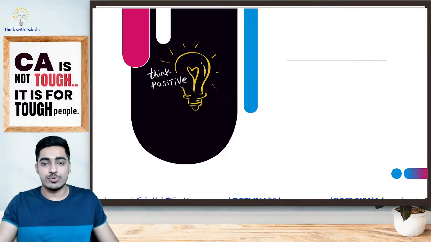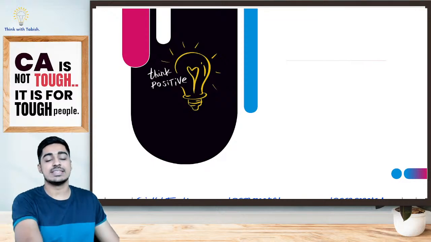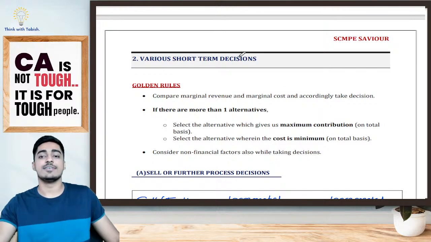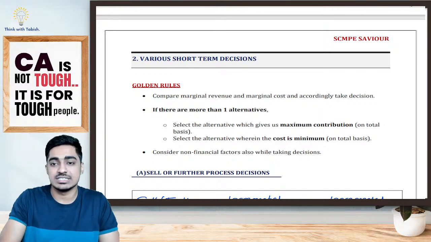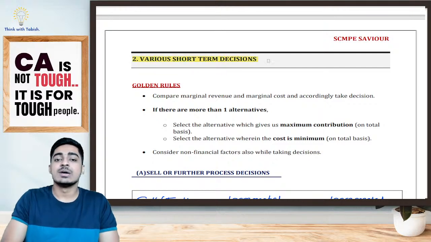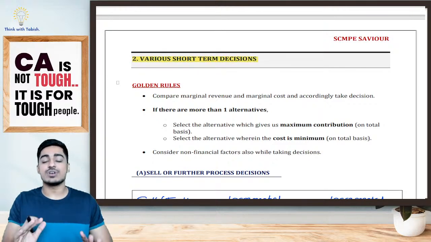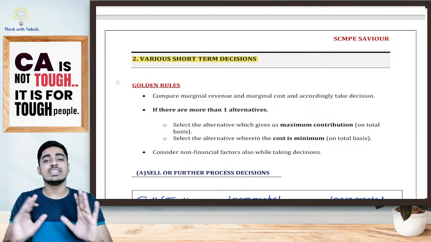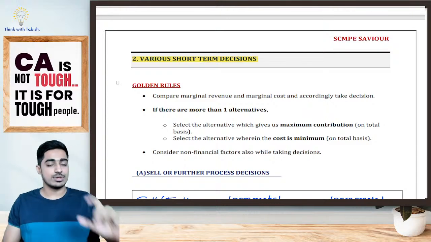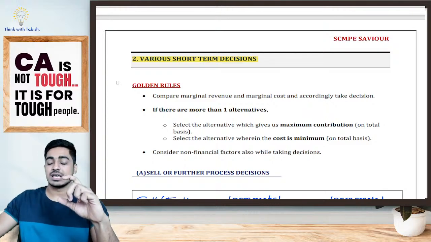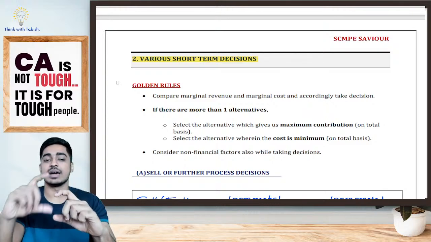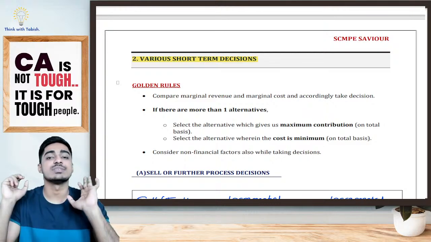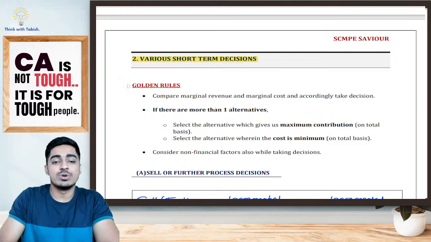Now we are moving forward to the second concept, which is the various short-term decisions to be taken. We'll be taking various short-term decisions based on the concept of relevant costing and marginal costing. Again, the base will be the same throughout. We look at the marginal cost and compare it with marginal revenue. If marginal revenue is higher, we accept the decision. If marginal revenue is less, we do not accept. Simple. Remember the golden rules throughout.